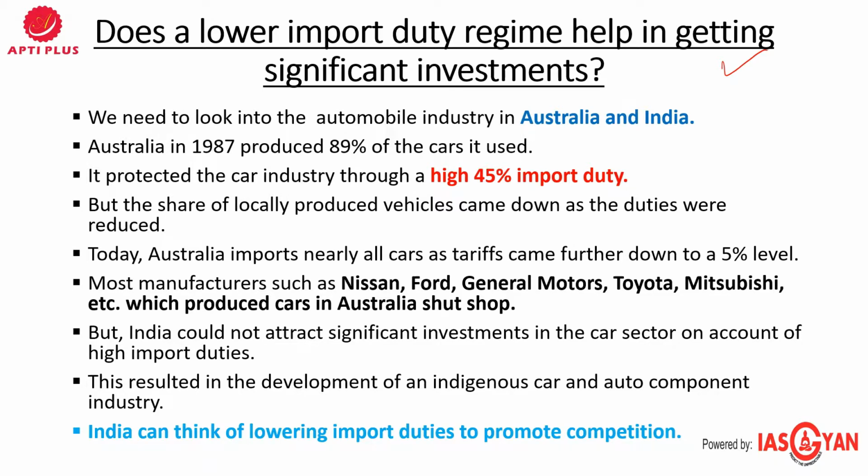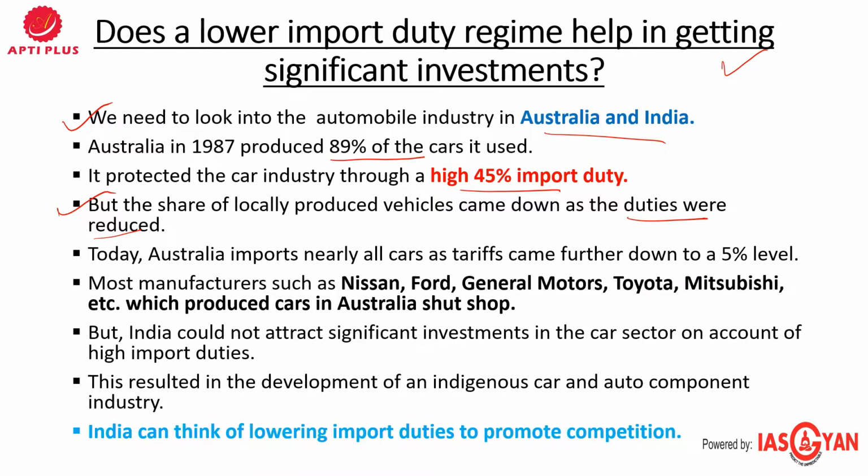So first and foremost, you need to understand a hypothetical example, which is very realistic; very authentic data has been taken. We need to look into the automobile industry for India and Australia. If I talk about the lower import duty regime, we can take the example of Australia, where in 1987, 89% of the cars used were being imported. The import duty was as high as 45%. So it protected the car industry. What happened? Later the locally produced vehicles came down and duties were reduced. So you can see the consequences.